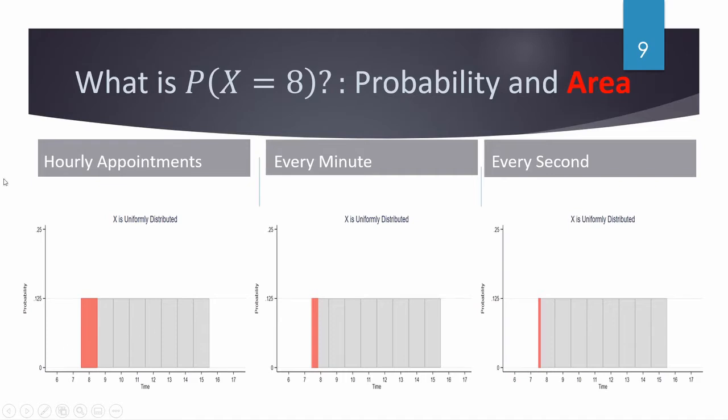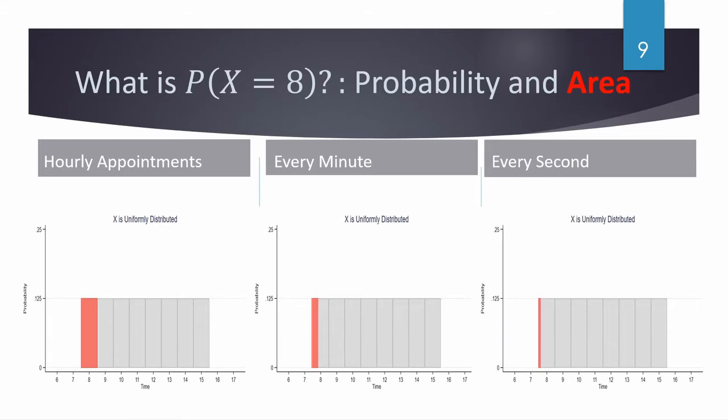So we know there are, in this first case, 8 possible events: 8, 9, 10, 11, 12, 1, 2, or 3. Each one of them happens with equally likely outcome, which means for the area of this to be equal to 1, the height of this probability distribution function would have to be 0.125. So when I look at the likelihood of having an appointment here at 8 a.m., this is a 1-hour time slot. The height is 0.125. This is a 1 in 8 chance of getting this particular time slot.